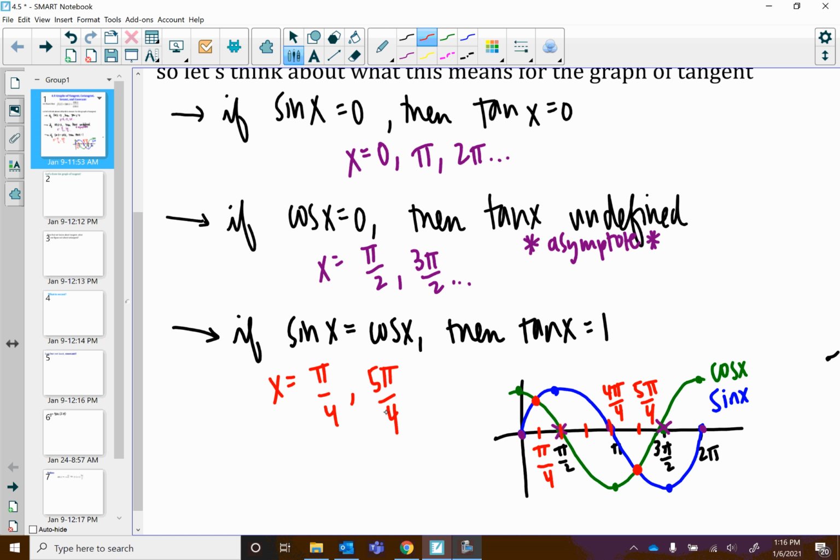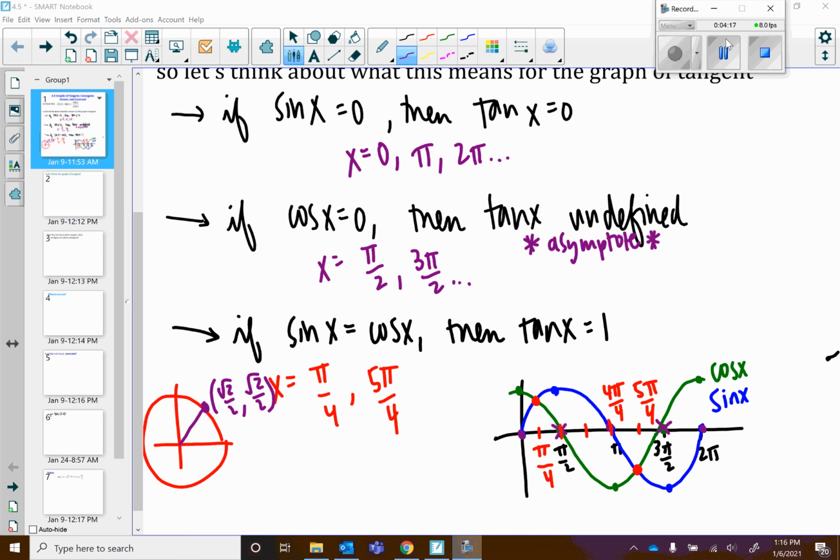We could also consider the unit circle for this, right? The places where sine and cosine are the same are, I'll draw a really quick unit circle, at 45 degrees, where it's the square root of 2 over 2, square root of 2 over 2. So we've got a lot of really good information here to help us draw our graph of tangent.